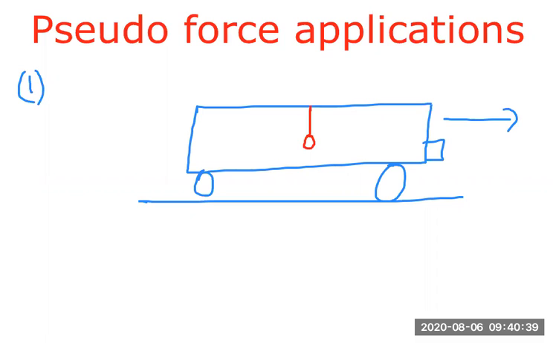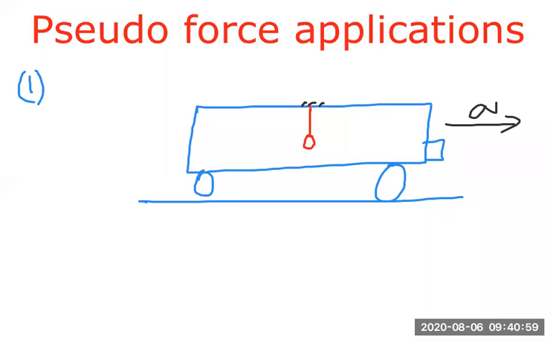Suppose the car is at rest. When the car is not moving, the pendulum is hanging like that from the roof of the car. Now when the car is moving front with an acceleration A, the pendulum cannot stay like that.